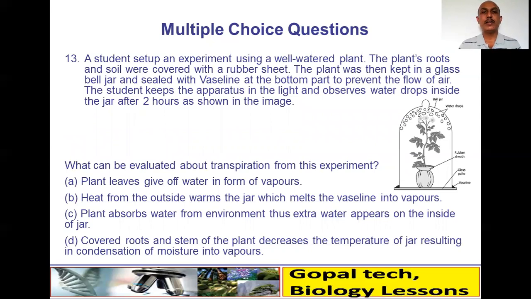A student set up an experiment using a well-watered plant. The plant's roots and soil were covered with a rubber sheet. The plant was then kept in a glass bell jar and sealed with Vaseline to make it airtight, to prevent the flow of air. Then the student keeps this apparatus in the light and observes the water drops inside the bell jar. So what can be concluded about transpiration from this experiment? Pause the video, write the options, then check it.